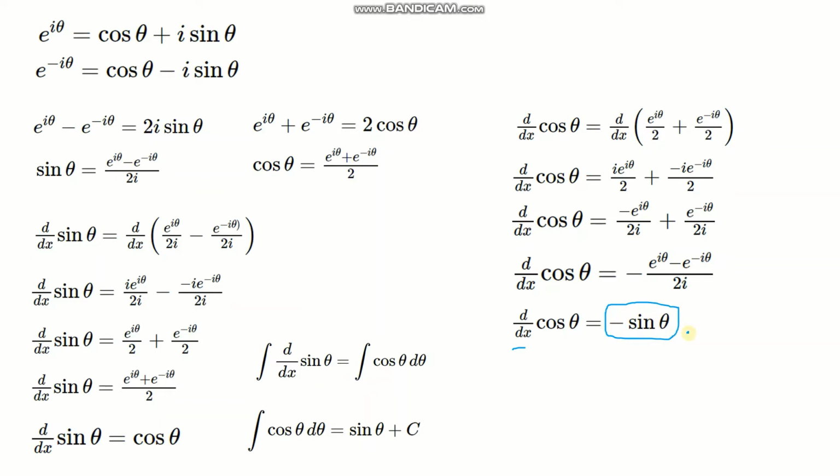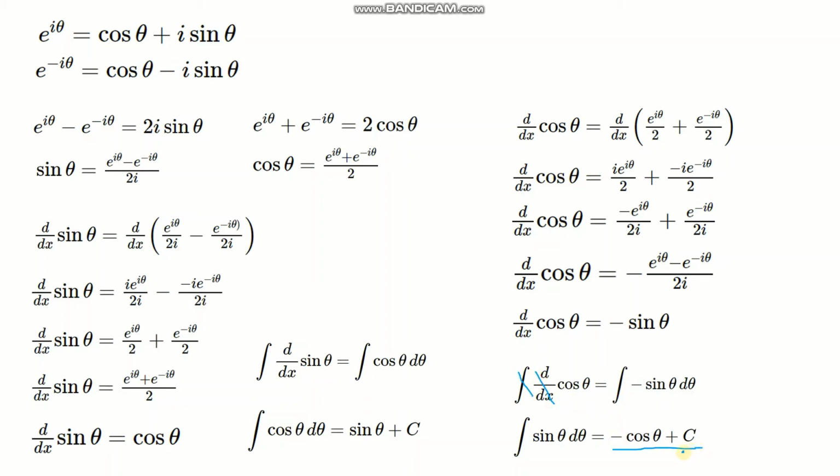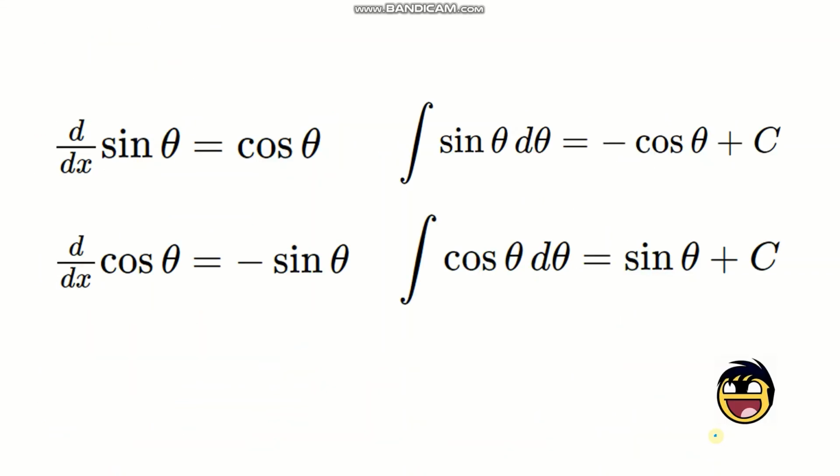And also, we take the integral of both sides to find the integral of sine theta. So we have the integral of the derivative of cosine theta equals the integral of negative sine theta. The integral of negative sine theta is the same as negative integral of sine theta. And we multiply both sides by negative 1. So we have the integral of sine theta d theta equals, the integral and the derivative nicely cancel, so remaining negative cosine theta plus c. Okay guys, that's how we derive the integral and the derivative of sine and cosine functions.